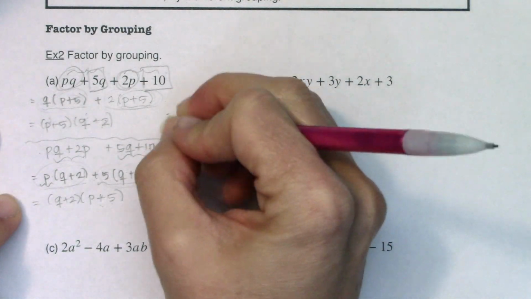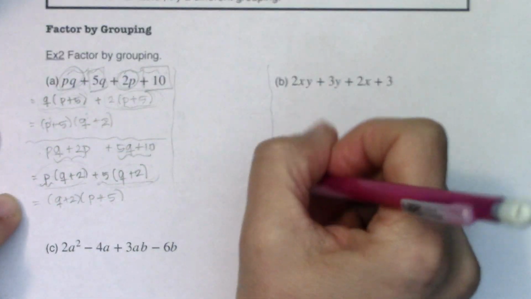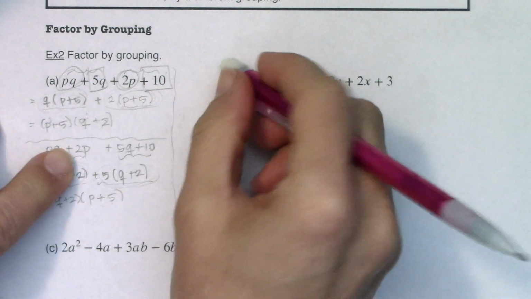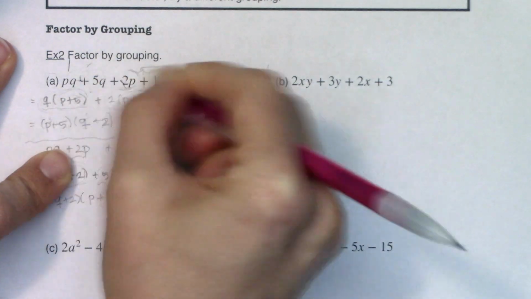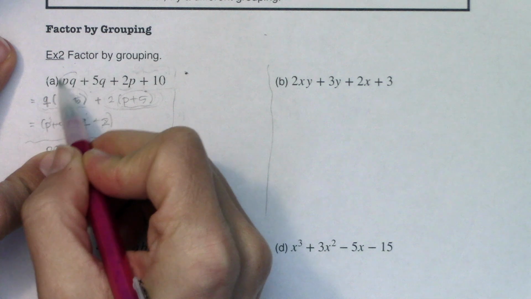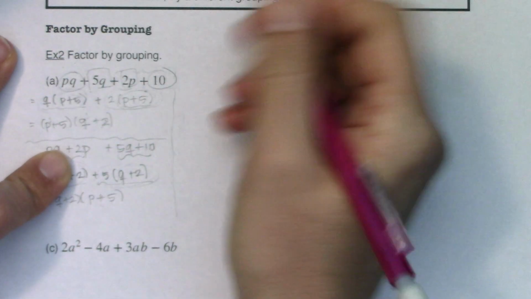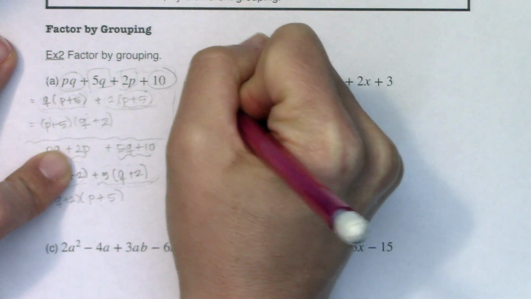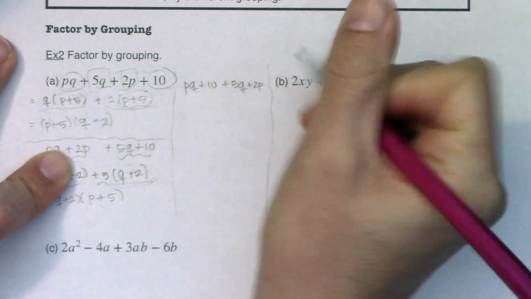All right, so I want to show you what this looks like though when things maybe don't work. So if I go back and I'm going to put a little separation here, and I'm going to erase all of this because I have so many squiggle marks here. I've tried the first 2 terms, the last 2 terms. I've tried first and third, right? Let me try to group first and fourth and then second and third. So if I do PQ plus 10 as a grouping and then 5Q plus 2P as a grouping, right?